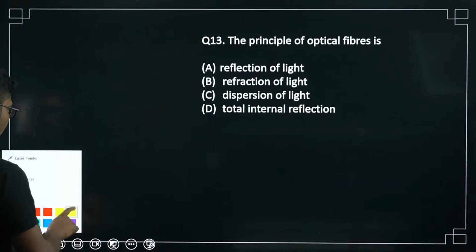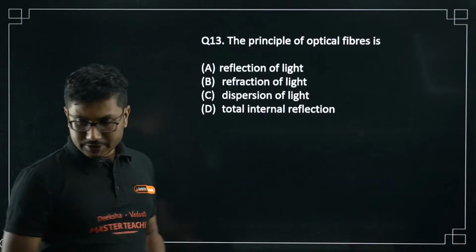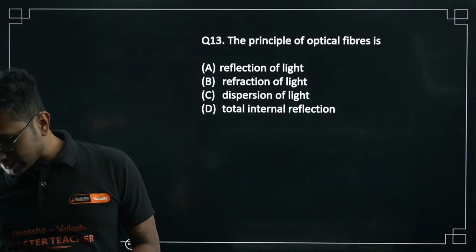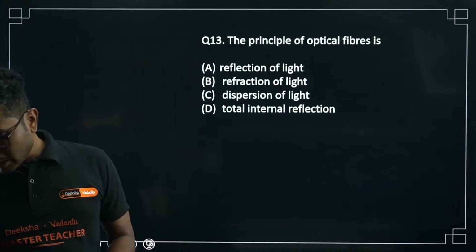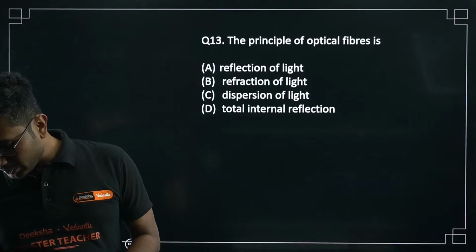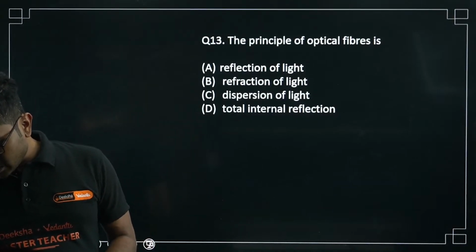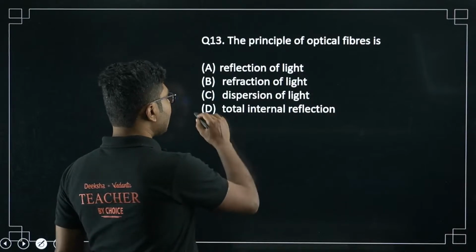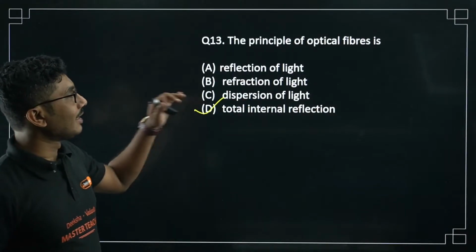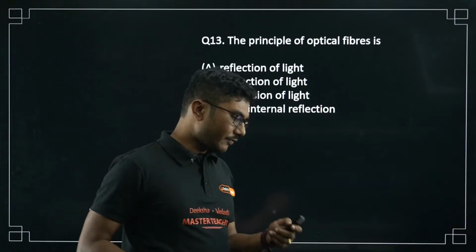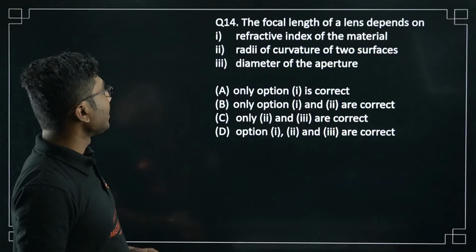Now the answer to this question is obviously 13D. I see most of you have answered it correctly: Maya, Manya, Uday, Shagufta, Pratiksha, Pooja, Vikas, Yashashwini. Total internal reflection is what we use in optical fibers. Easy question. Question number 14.